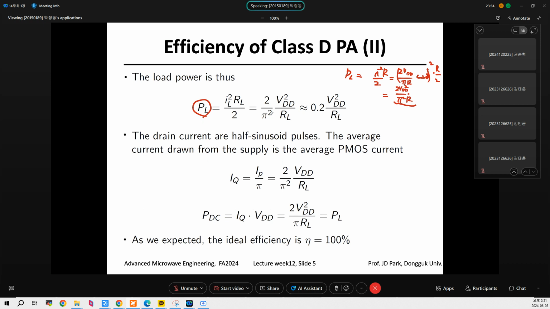And in order to calculate efficiency, right? Efficiency is PL divided by PDC. So we need to calculate the PDC, right? So PDC is IDC multiplied by VDD, right? Okay. So what is IDC? IDC is just a half sine, right? Half sine. If you just take the Fourier series for the half sine, then the DC component is IP divided by pi, right?